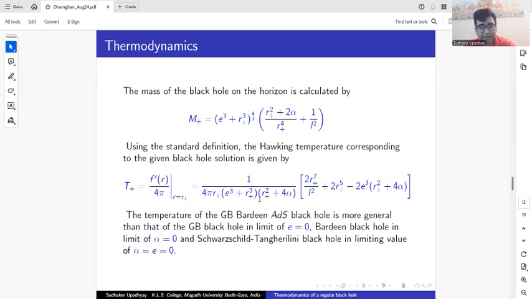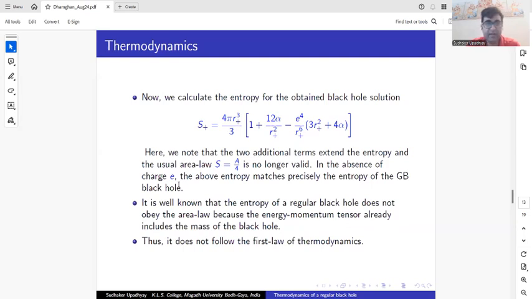Here you see that when you put the charge equal to 0 limit, you will get the temperature for the GB black hole, the Gauss-Bonnet black hole. However, if you put the GB parameter equal to 0, you will get the Bardeen Hawking temperature. And if you put both the nonlinear charge and the Gauss-Bonnet parameter to 0, you will get the Schwarzschild-Tangherlini black hole temperature. If you calculate the Wald entropy, we'll find this.